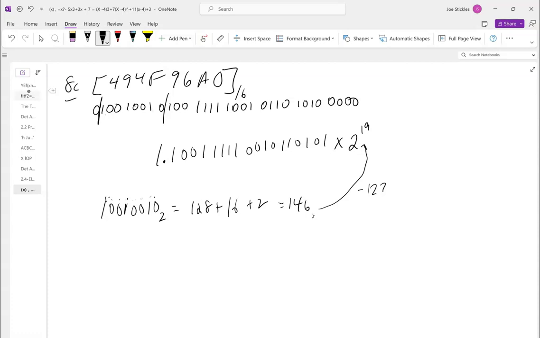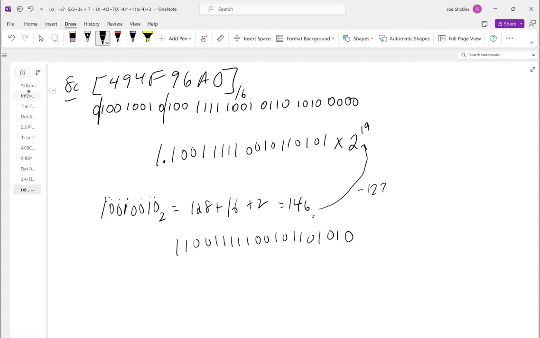1, 2, 3, 4, 5, 6, 7, 8, 9, 10, 11, 12, 13, 14, 15, 16, 17, 18. One more, I have an extra 0 there. So 1, 1, 0, 0, 1, 1, 1, 1, 1, 0, 0, 1, 0, 1, 1, 0, 1, 0, 1, 0, because we had that extra 19th spot, right? When I moved it, this right here is only 18 spots. Moving it one more, I have to fill it with a 0, just like you would in scientific notation, right?